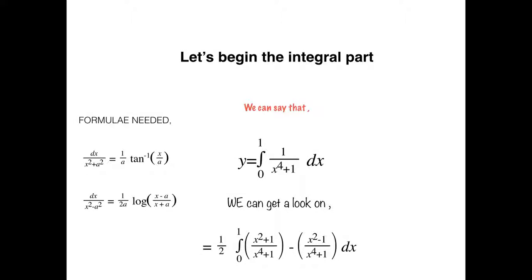For integration you have to know some formulas that are presented on the left hand side. Formulas like dx by x squared plus a squared is equal to 1 by a tan inverse x by a, and another formula is dx by x squared minus a squared, which will be equal to 1 by 2a log of x minus a by x plus a. These are the standard formulas that we'll be needing, and I've used them to solve this question. So as not to confuse you about where these formulas came from, they came from this stuff.